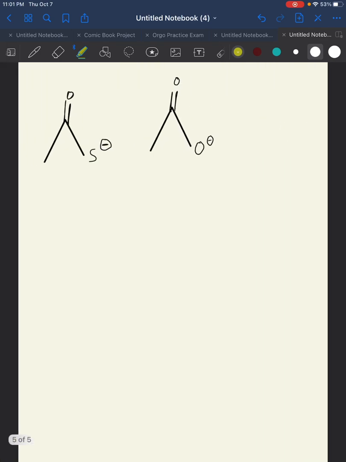Final example. So once again, we're just comparing two molecules that are basically the same. However, you have sulfur versus oxygen. Sulfur is larger than oxygen, so sulfur is a better nucleophile than oxygen, therefore making this your better nucleophile.